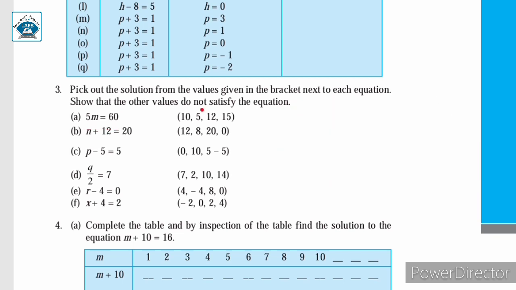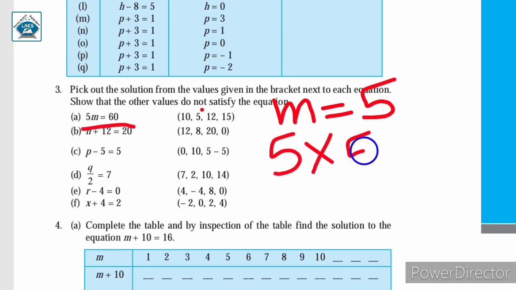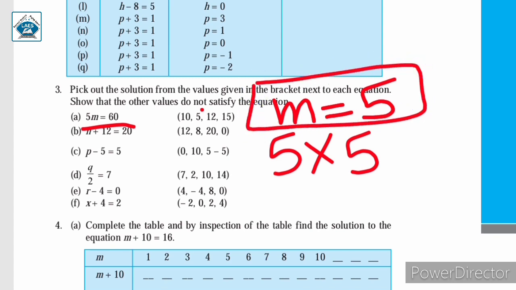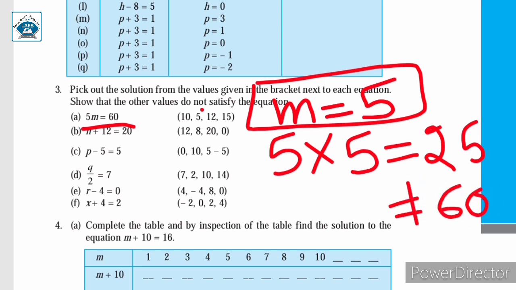Next you have m is equal to 5. So when m is equal to 5, then 5m is equal to 60. It becomes 5 multiplied by 5. 5m becomes 5 multiplied by m, and the value of m taken here is m is equal to 5. But we know that 5 multiplied by 5 is equal to 25. It is not equal to 60. So once again, for the very same reason, since LHS is not equal to RHS, m is equal to 5 is not a solution. It does not satisfy the equation.